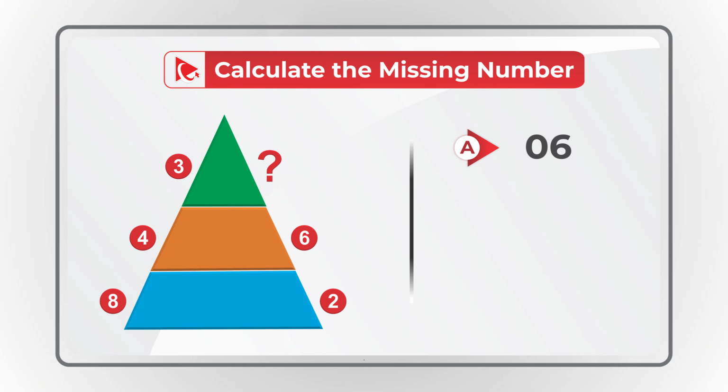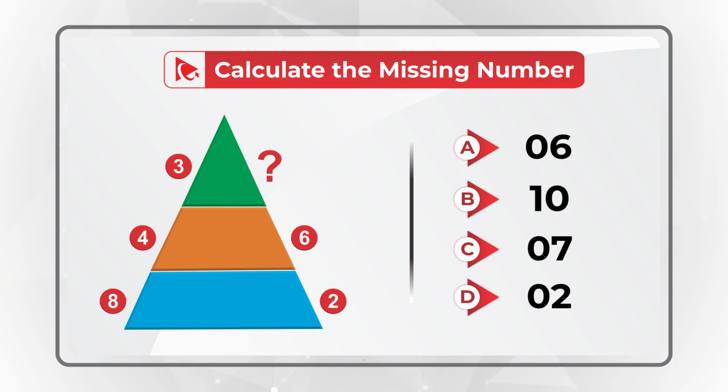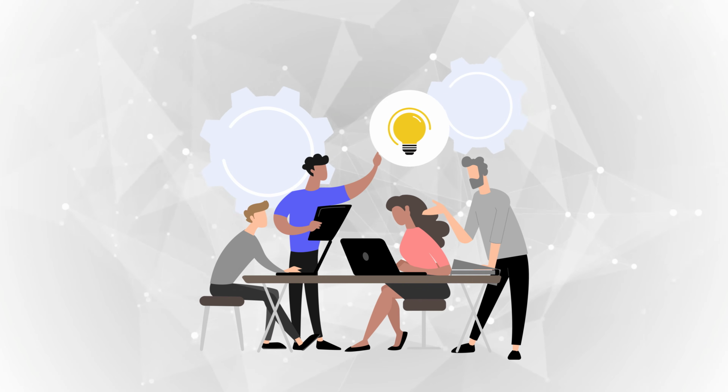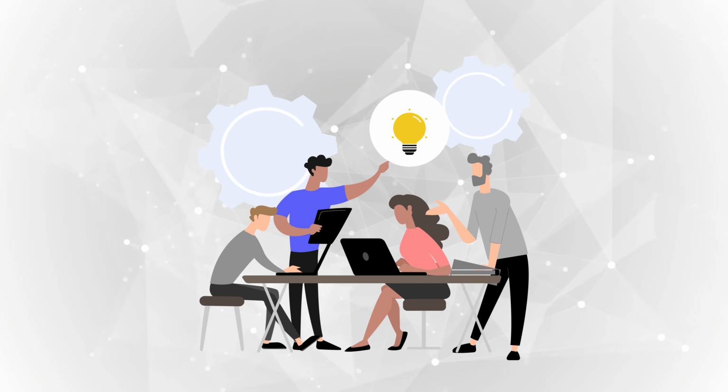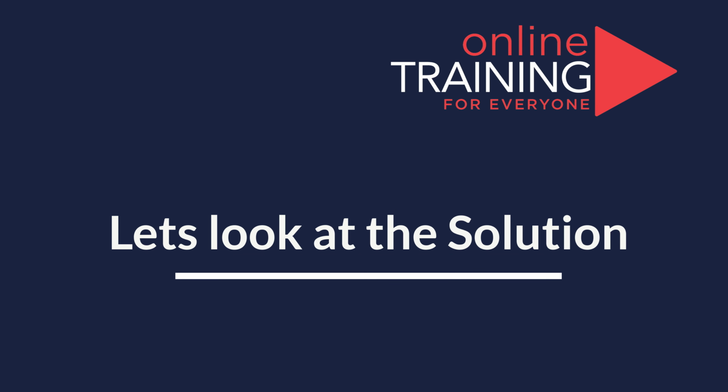Choices A, 6. Choice B, 10. Choice C, 7. And choice D, 2. Do you see the answer? I'm gonna give you a quick hint here. You need not to guess the number, but you need to calculate it. Let's move forward so we can get to the correct solution together.